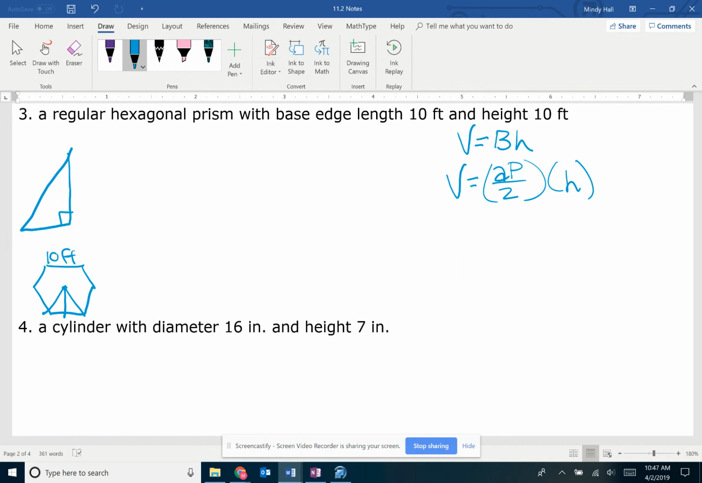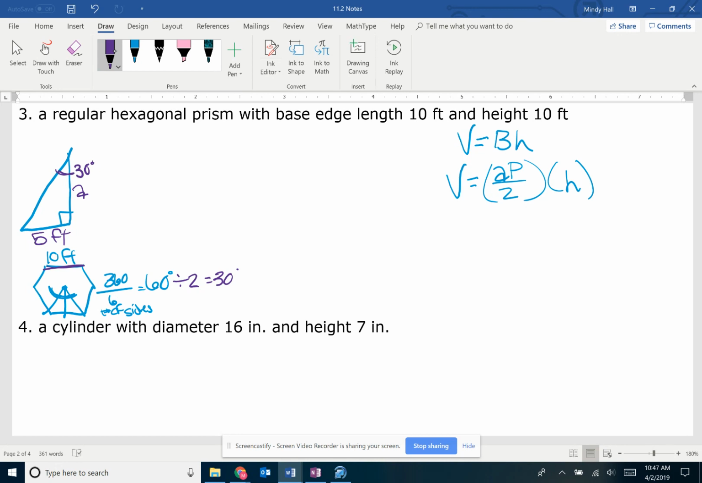In order to find the angle measure, I have to do 360 divided by 6 because there's 6 sides. So that gives you 60 degrees, and that is for the entire angle. So if I just want this little baby angle, I'm going to divide by 2 and make it 30 degrees. Then, because each side length is 10 feet, I know that half of that is 5 feet. And then I'm trying to find the apothem, so I'm just going to label it as A.